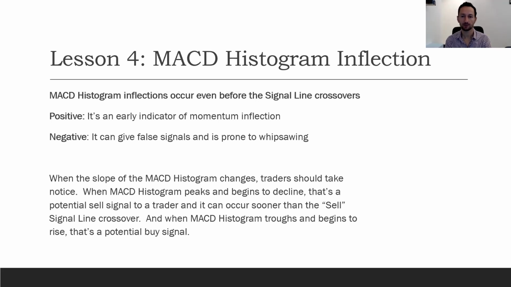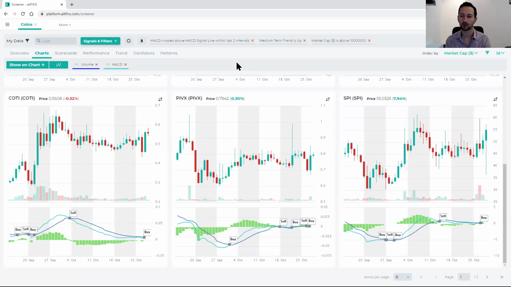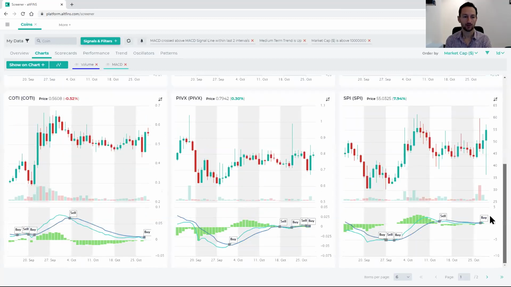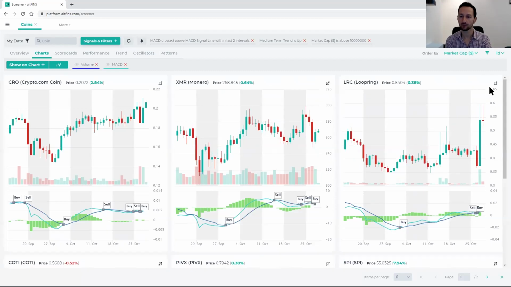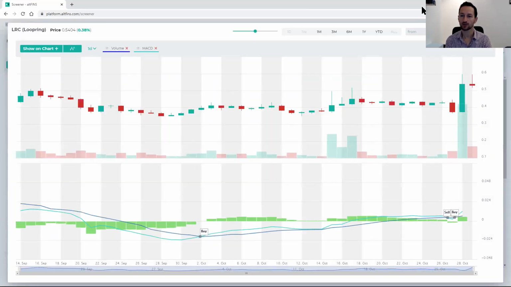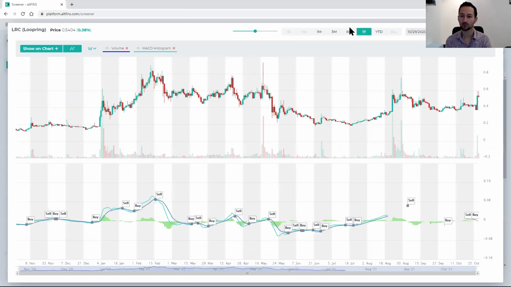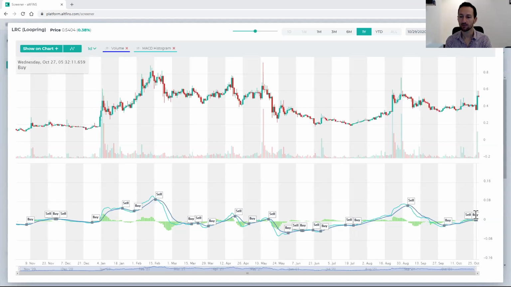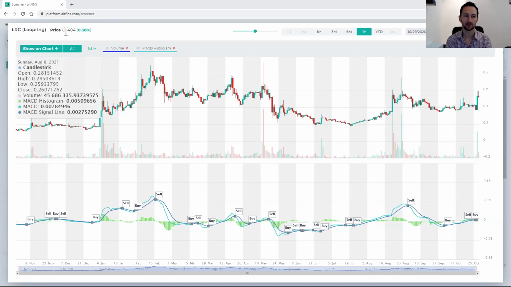Okay, having covered that, let's go ahead and get back to our potential trade here. We talked about COTI as a potentially interesting idea. Let's look at Loopring as well from our scan results. First, we always take a look at the big picture. The big picture is that we received the MACD buy signal line crossover signal, and we're right up against that 60-cent level. As you can see, the price is at 54 cents.